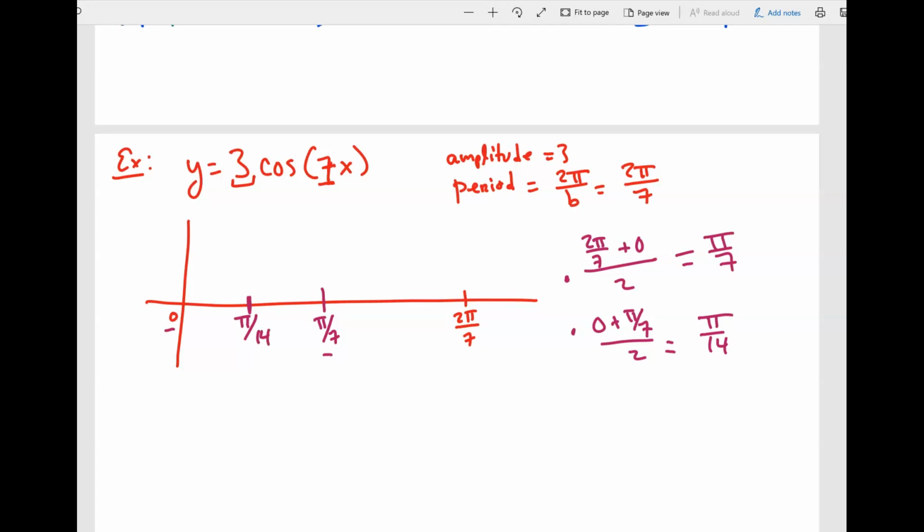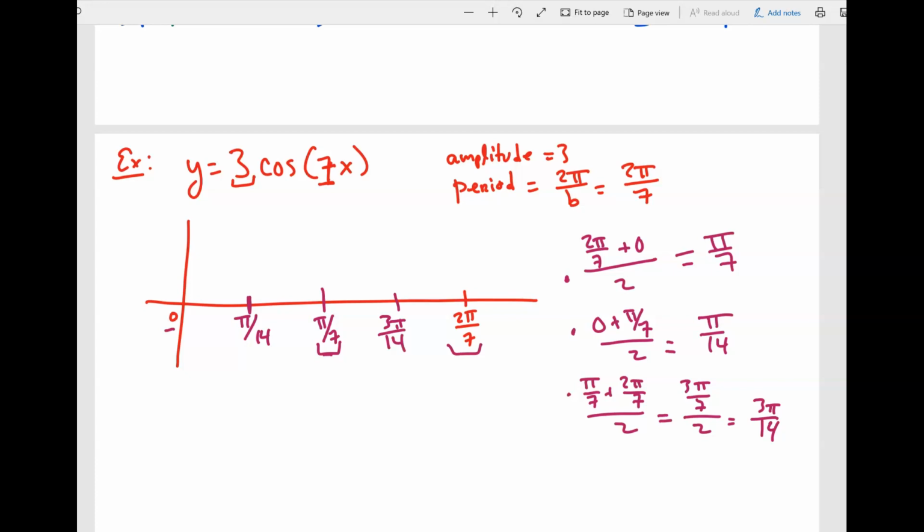Now we want to figure out what is the midpoint between pi over 7 and 2 pi over 7. So pi over 7 plus 2 pi over 7 divided by 2. Okay, so this is going to give me 3 pi over 7 divided by 2, which is going to give me 3 pi over 14. Again, you can use your calculator if you'd like.